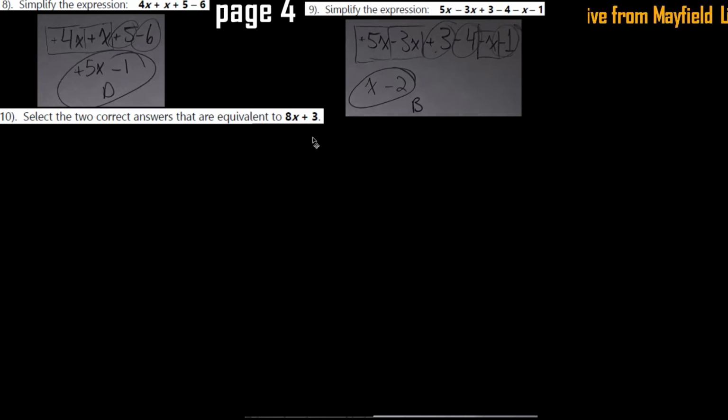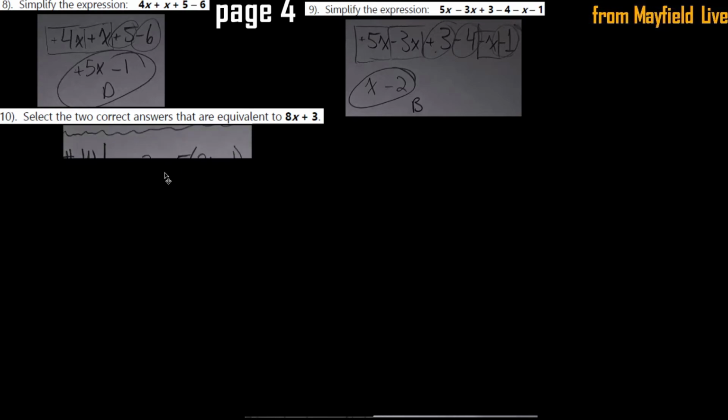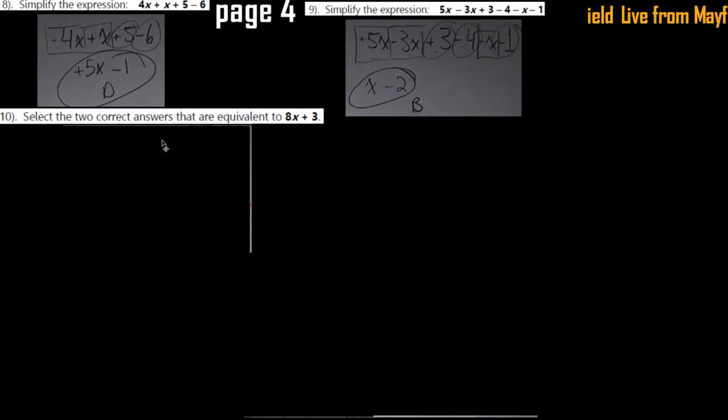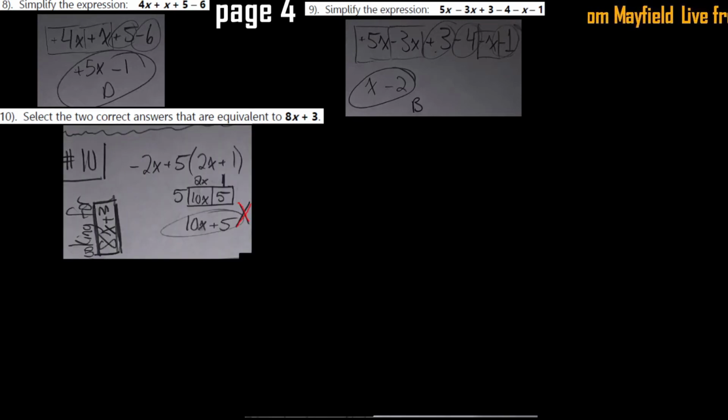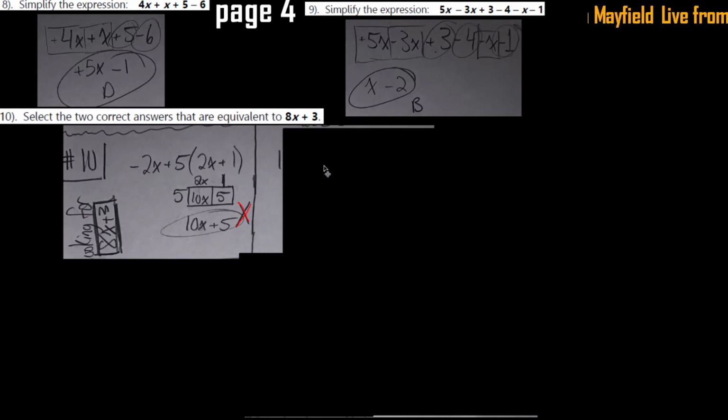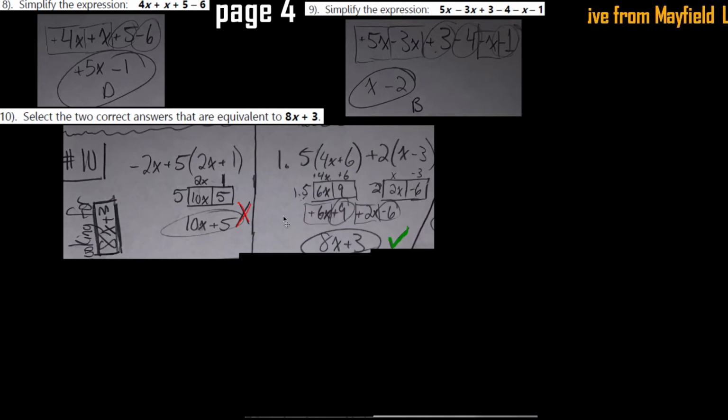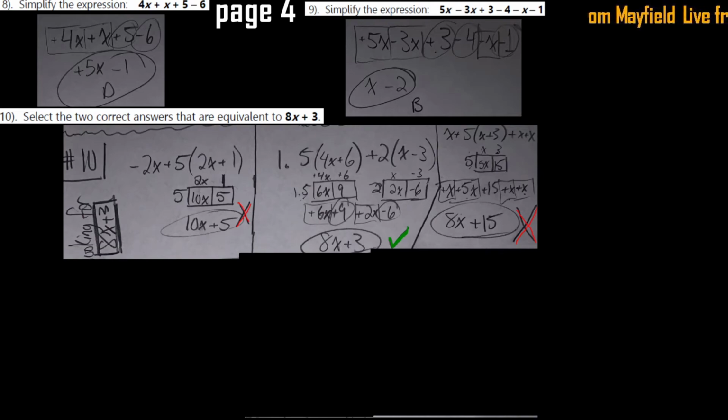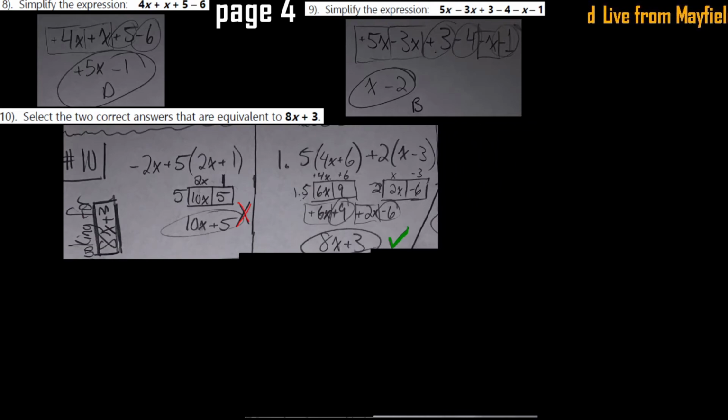Alright, so now it says select the two answer choices that are equivalent to 8x plus 3. So again, I X'd off the ones that are not correct. And so that second one on the right is good. So let's keep only that one open.